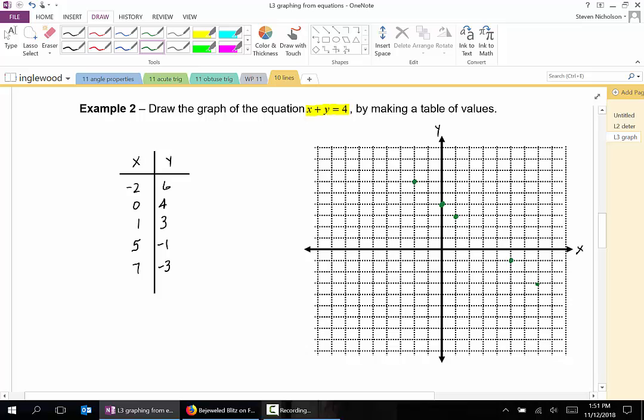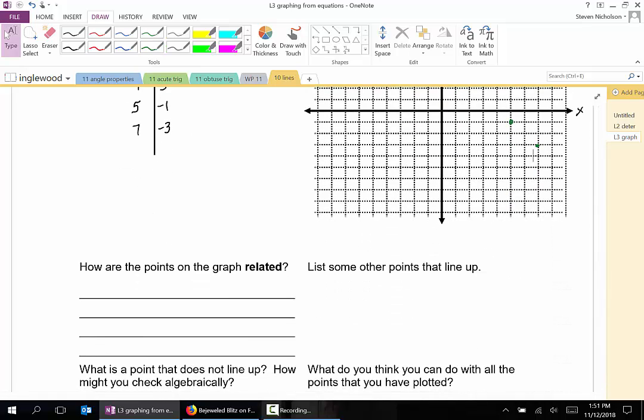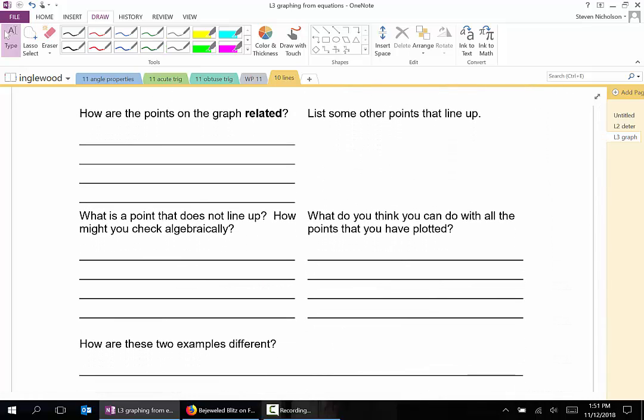In this one right here, I would ask the questions below. Look at these questions below. If I said, how are these points on the graph related? I really hope you say they line up. Just like example number 1, they line up.